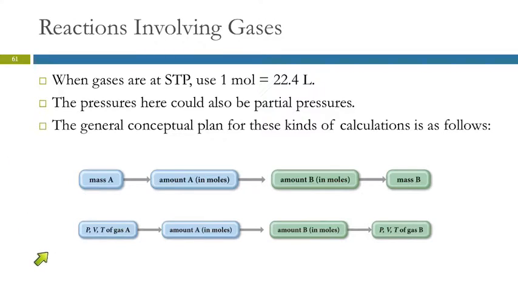Here is our general overview for stoichiometry, which is mass, or grams to moles to grams. And so here we're switching up one or both of the ends. We can have pressure, volume, temperature of our initial gas, pressure, volume, temperature of the final gas.